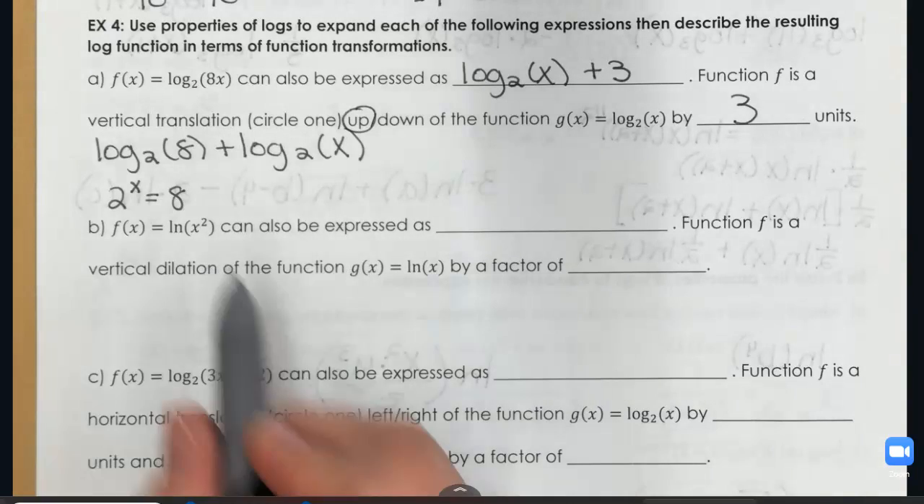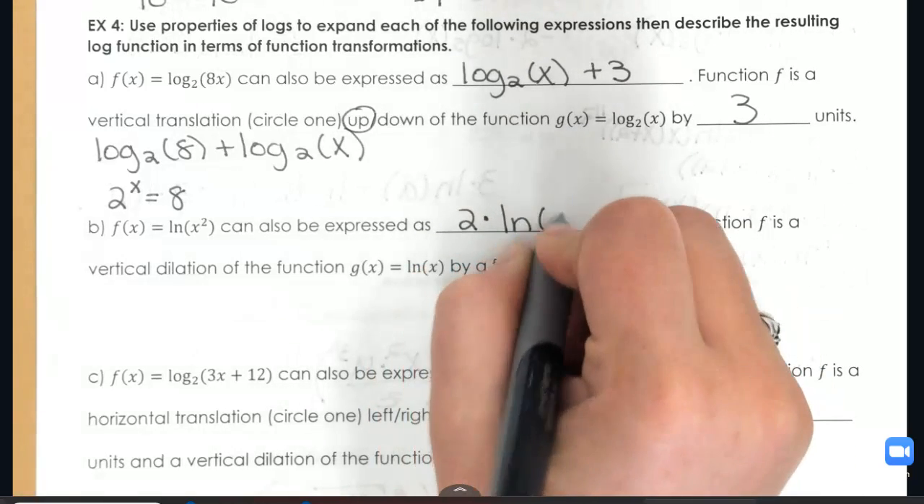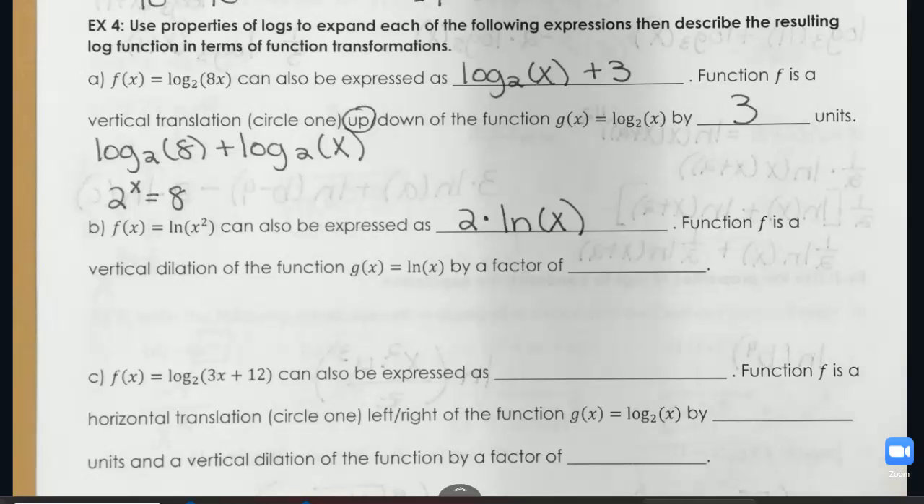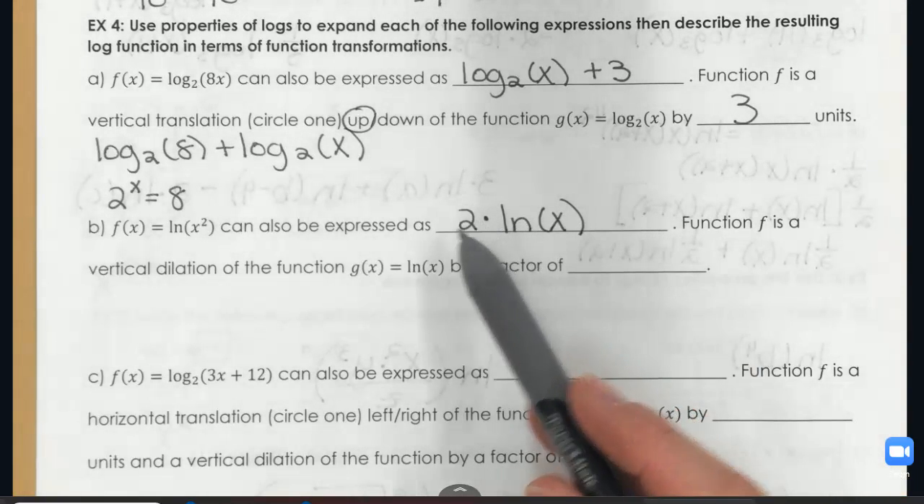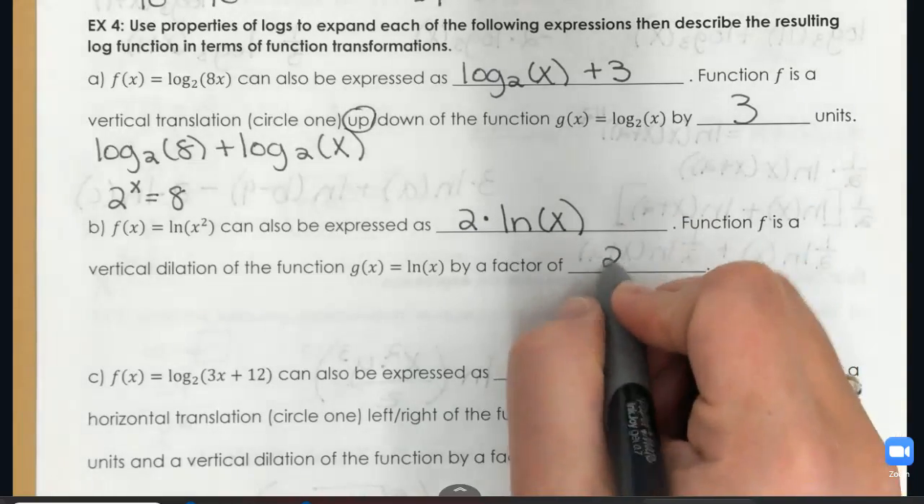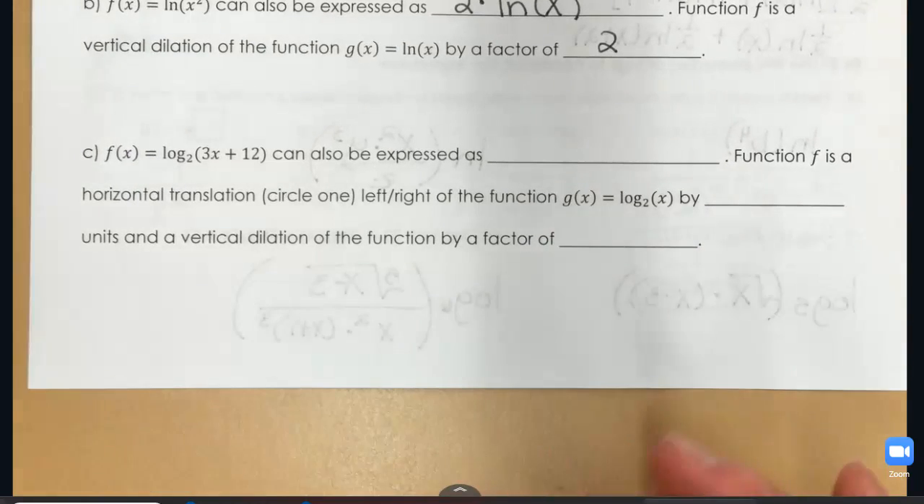Looking at B, I have natural log of x squared. So using my exponent properties, I could bring that exponent to the front and rewrite this as 2 times the natural log of x. Well, comparing that to my parent function, this means that I applied a vertical dilation by a factor of 2. Okay, and then lastly on C, I have log base 2 of 3x plus 12.